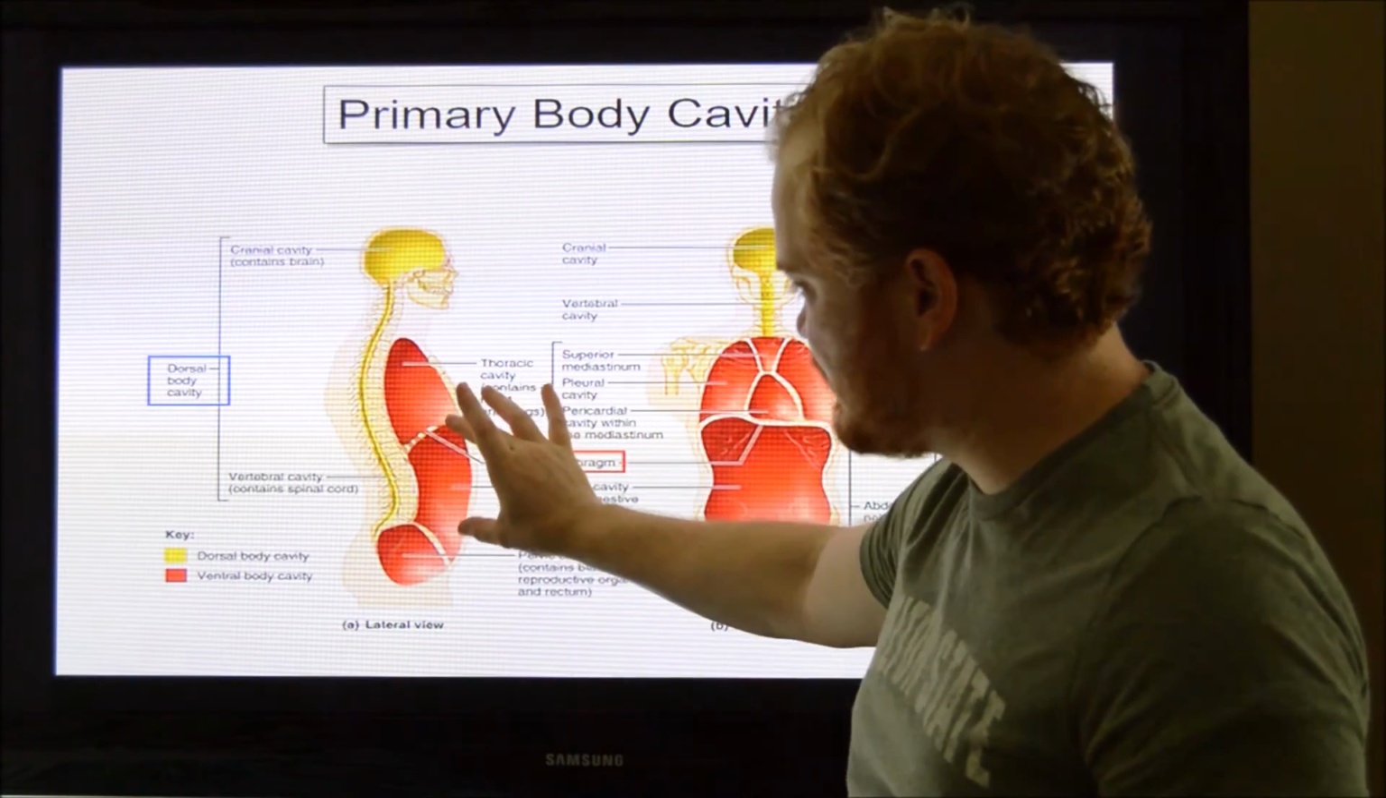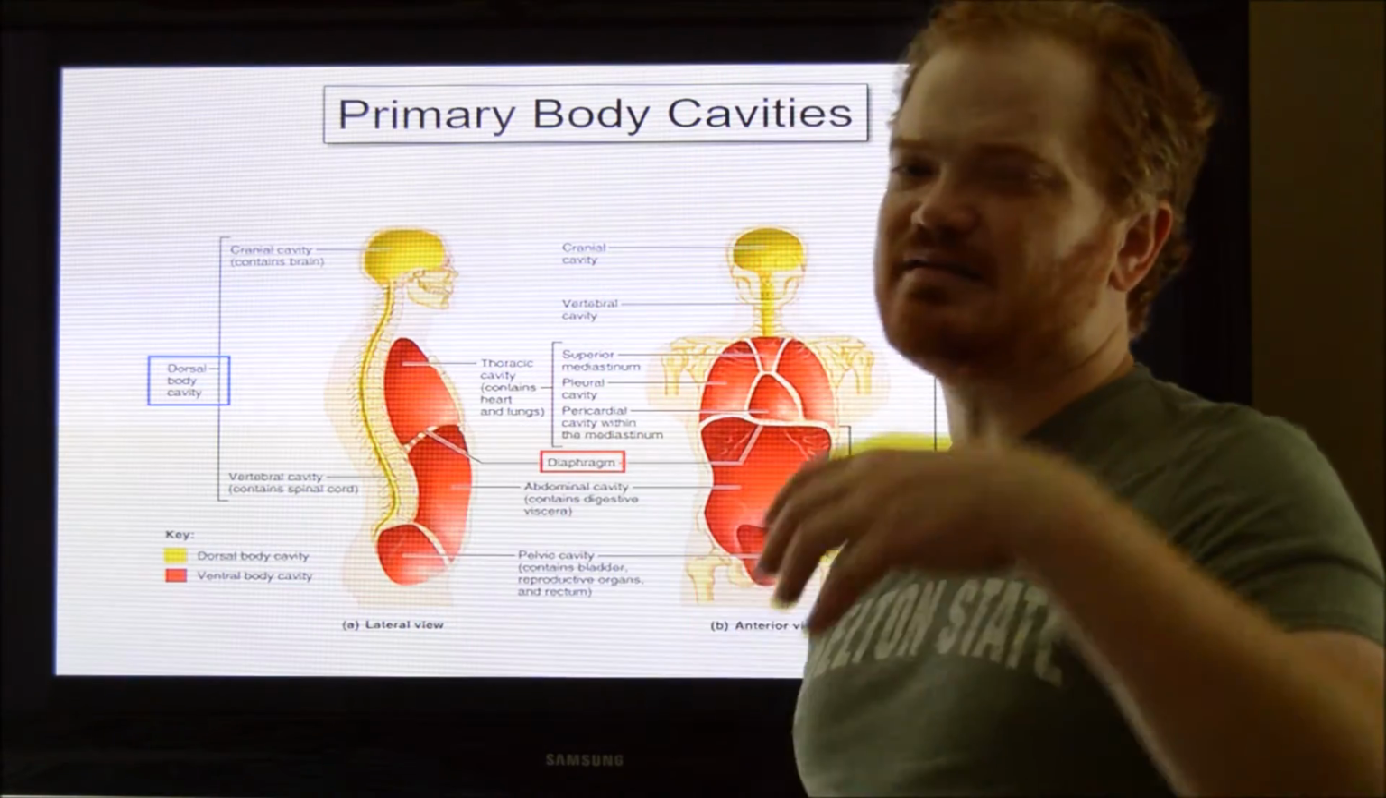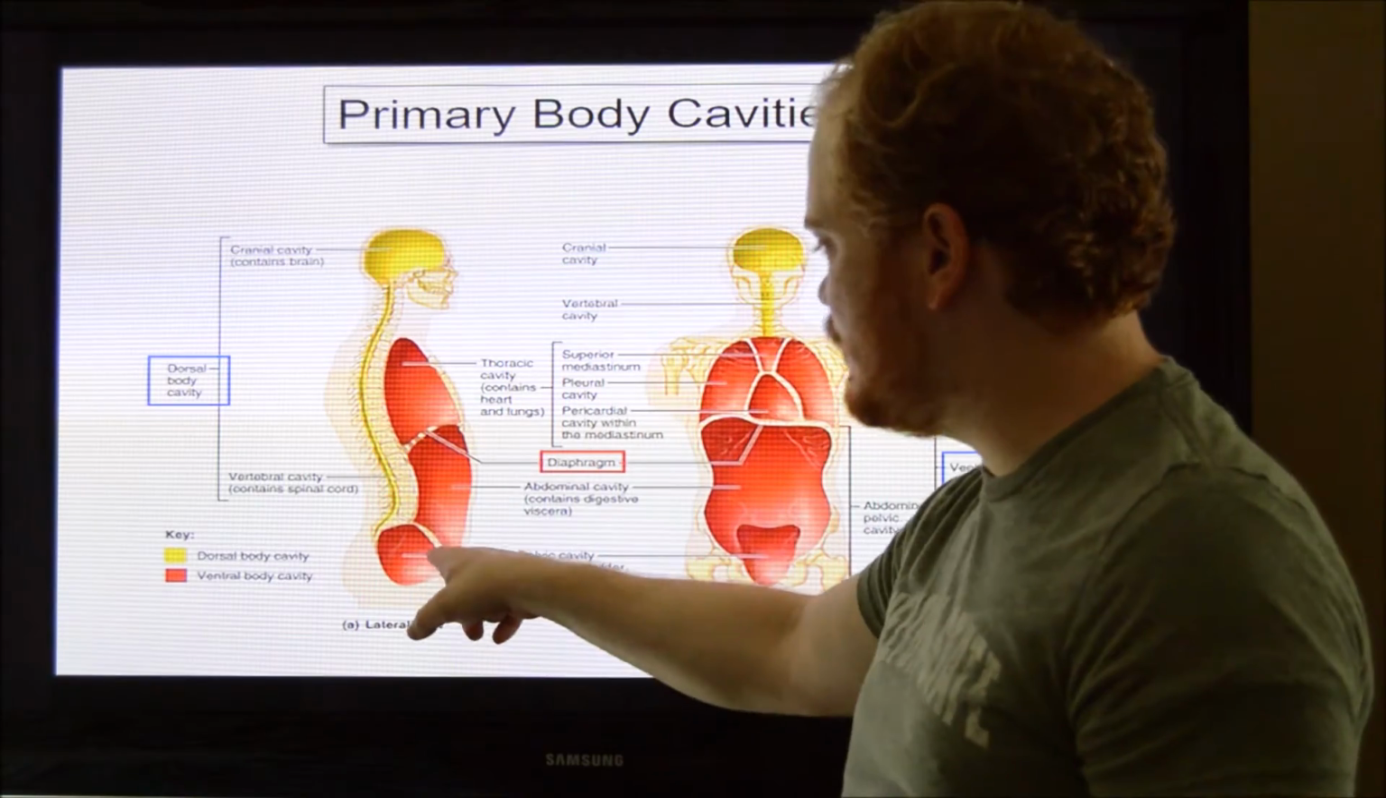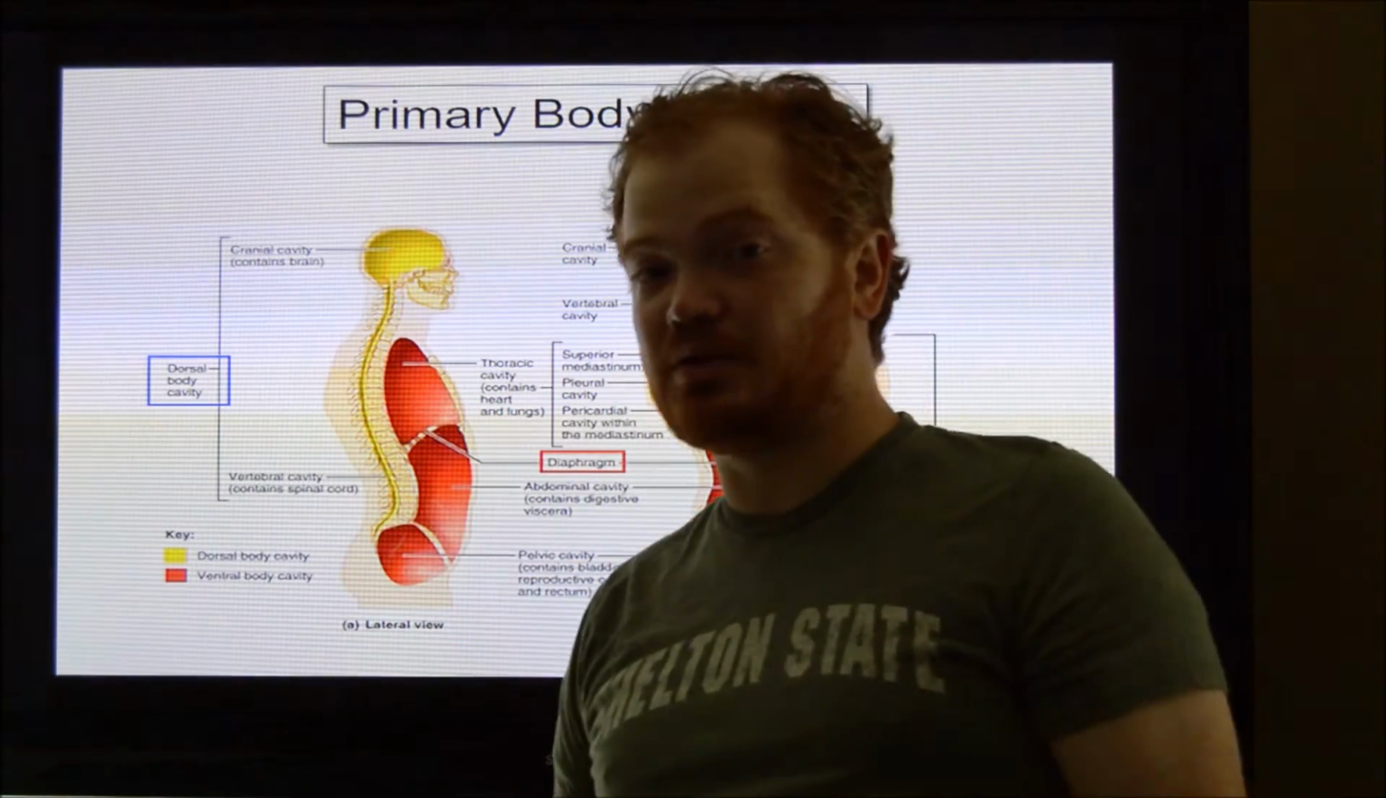Below this is the abdominal cavity, which houses things like your liver and your pancreas and your small intestine, large intestine, your stomach. And then below that is the pelvic cavity, which houses reproductive organs.